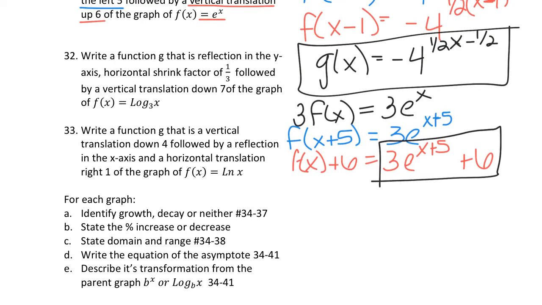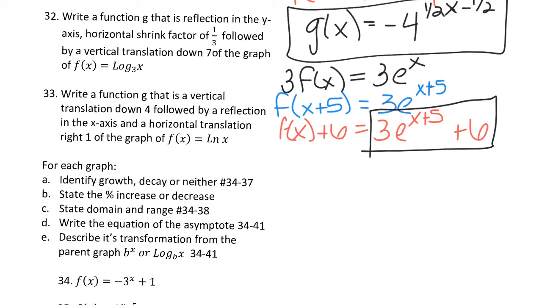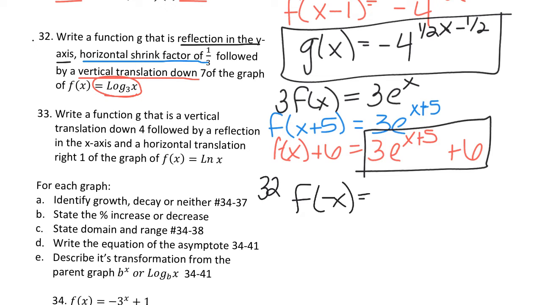Let's move this up a little bit. Number 32. Write a function that is a reflection in the y-axis, followed by a horizontal shrink factor of 1/3 and a vertical translation down 7 of the log 3 of x. So reflection in the y-axis is f of negative x. So that becomes the log base 3 of negative x.